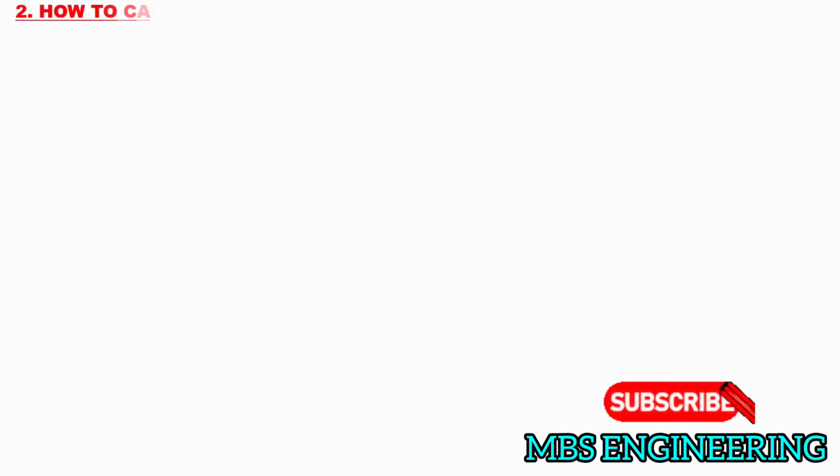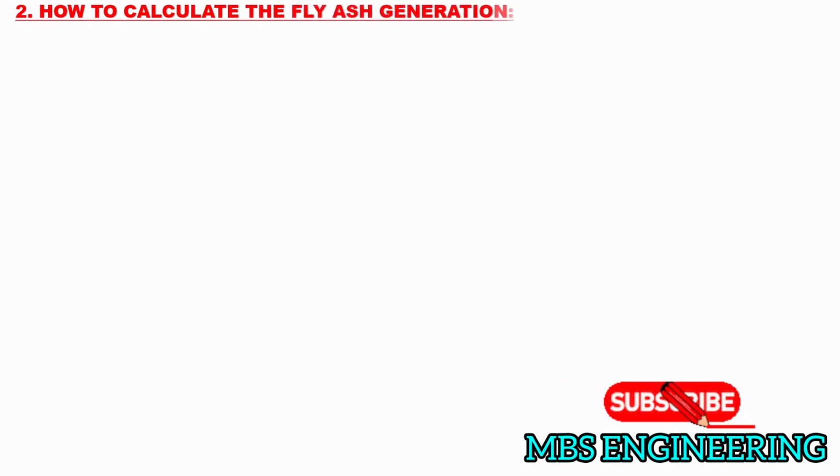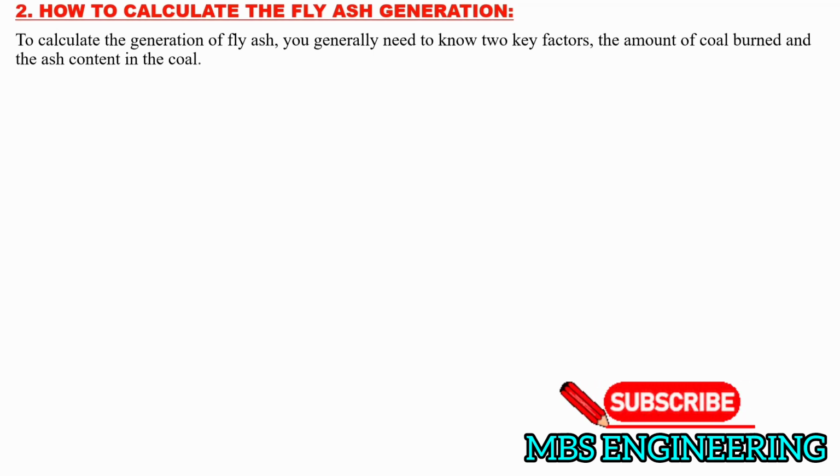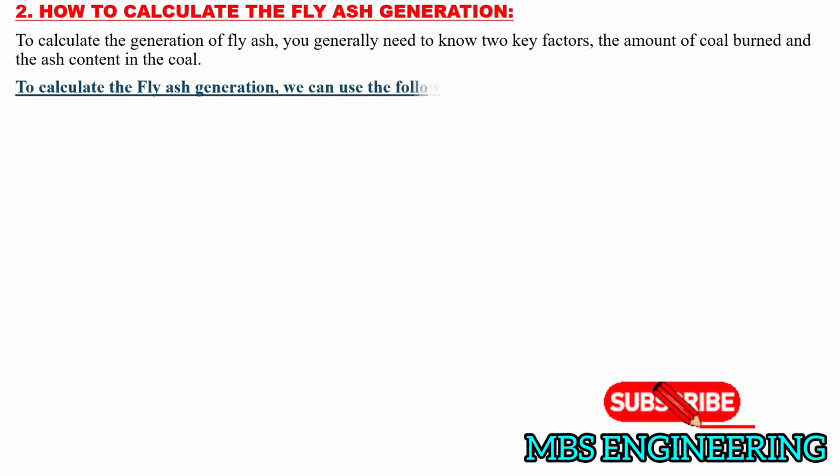Next, we will learn and understand how to calculate the fly ash generation. To calculate the generation of fly ash, you generally need to know two key factors: the amount of coal burned and the ash content in the coal. Fly ash is the fine particulate residue that rises with flue gases during coal combustion, primarily in thermal power plants. To calculate the fly ash generation, we can use the following formula.